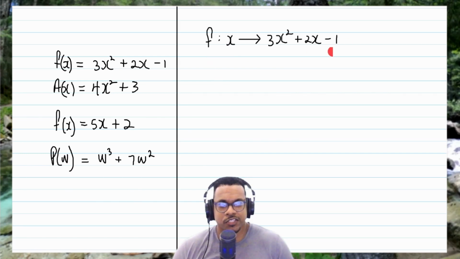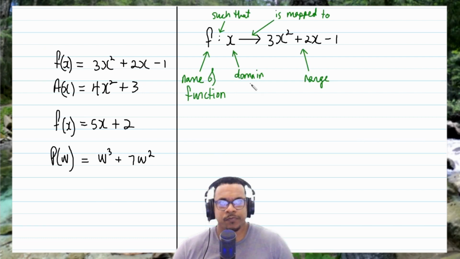Now I can also write a function like this, where this f would be the name of the function, this two dots would be such that x is mapped to, so this x would be the domain, and what is mapped to, this would be the range. So I have x is mapped to 3x squared plus 2x take away 1. So here I have everything labeled. So the name of the function is f, the two dots is such that this x here would be my domain, this arrow means is mapped to, and this here would be the range.